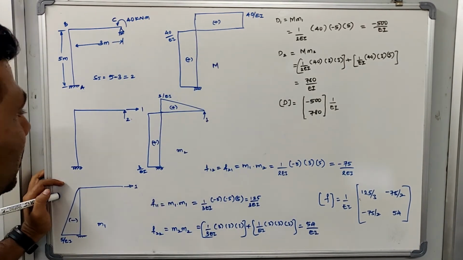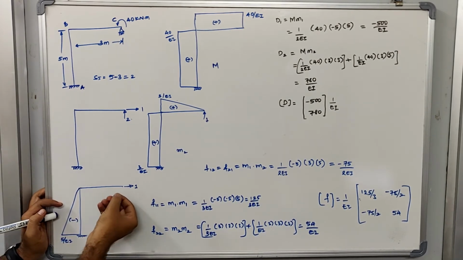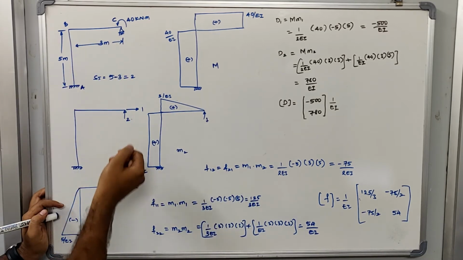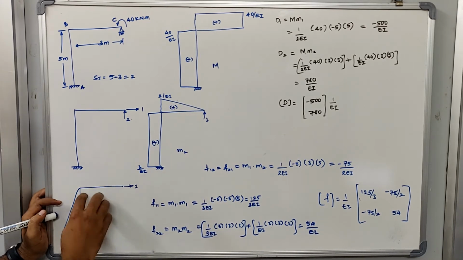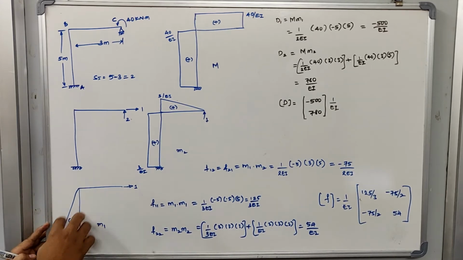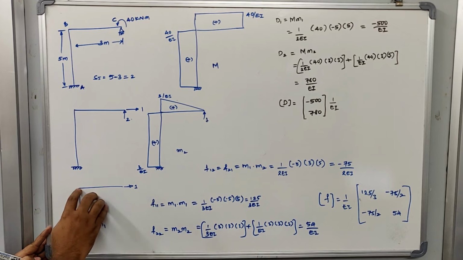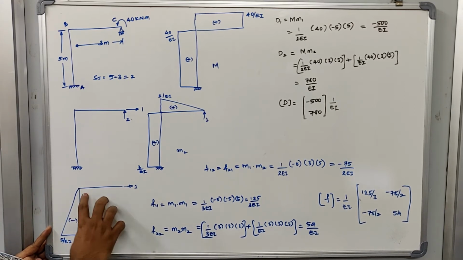Now similarly, I want to determine how much is the horizontal translation that is going to take place in this frame. To do that, I will apply a unit load of 1 in the horizontal direction. Let us solve for the bending moment diagram because of that. At this point, where the load is acting, the bending moment will be equal to 0. If I calculate the bending moment at point A, it will be 1 into this length.